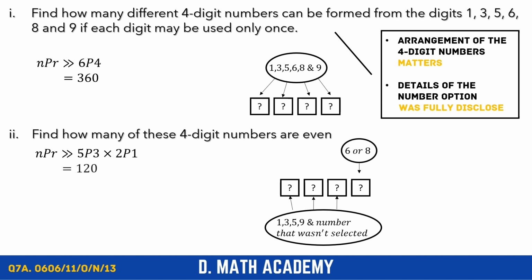So out of the 6 numbers, I only have 5 left. So the rest will be selected from the 5 numbers. So I put 5P3 at the front. Alternatively, you can break this down into 5P1 times 4P1 times 3P1 times 2P1. The 2P1 over there is your last digit. So the result will be 120.